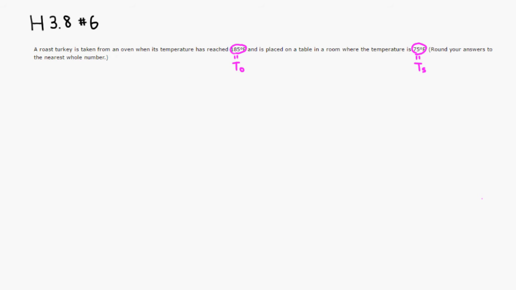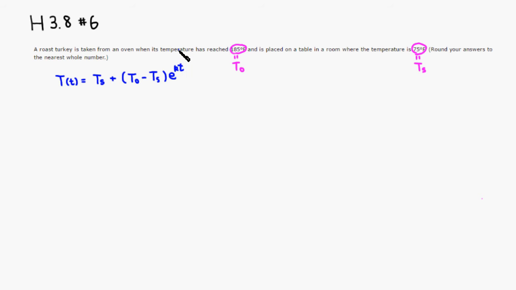Alright, so remember that the temperature function, by following Newton's law of cooling, capital T of t is equal to the temperature of the surroundings plus the initial temperature minus the temperature of the surroundings, times e to the kt.